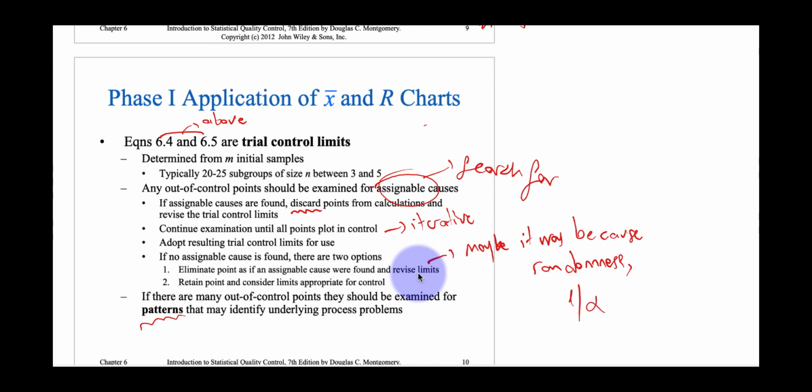If there are many out of control points, they should be examined for patterns that may identify underlying process problems. So maybe we have different kinds of problems, but we do not see them. If we see lots of out of control points, we must also examine the patterns we see in the X bar and R control charts, the trial control limits. Okay.